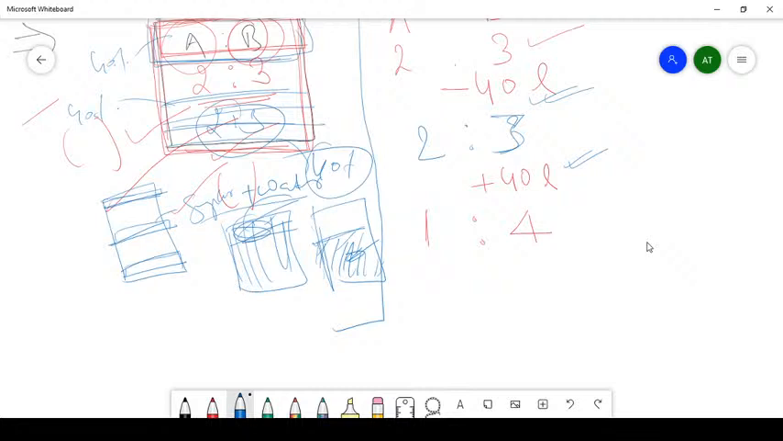Then why is it changed? Of course, we add some quantity of B, so obviously the quantity of B changes, and of course the ratio is going to change. But we only add the quantity of B. We do not disturb the quantity of A.